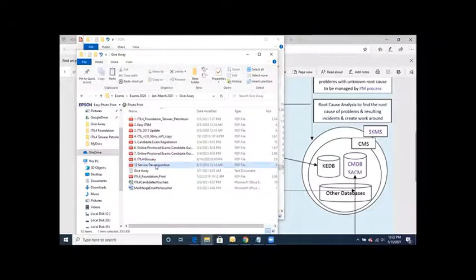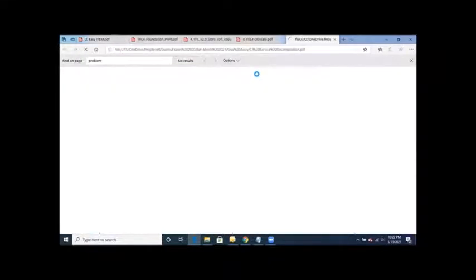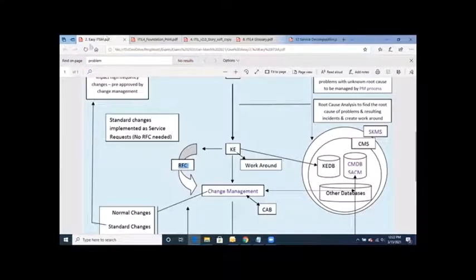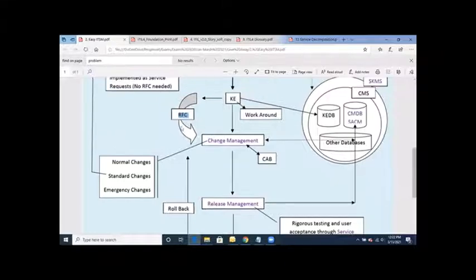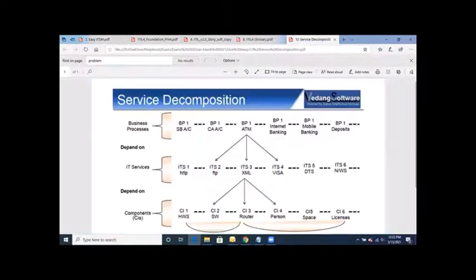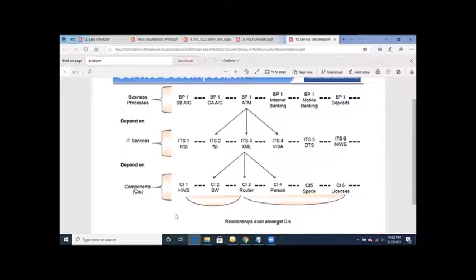Now, an RFC goes to change management, and that RFC says change the router. So the first question which comes to our mind is, do we have a spare router in the company? Who will tell this to us? Somebody who is keeping track of all the routers, all the CIs. What is a CI? CIs are the components which make up the service. They are the configuration items. Configuration items of a service are called CIs.